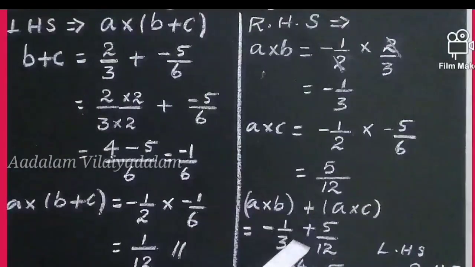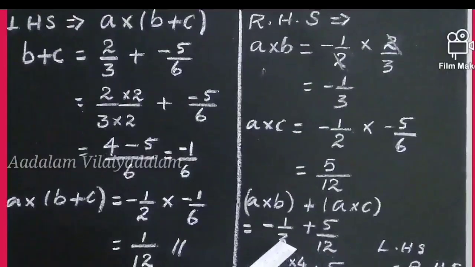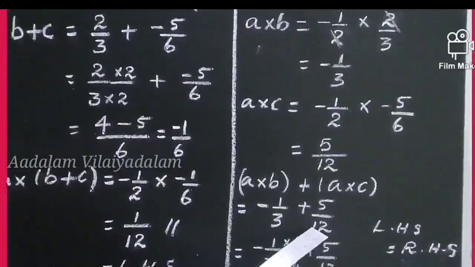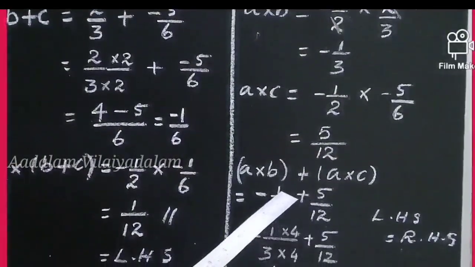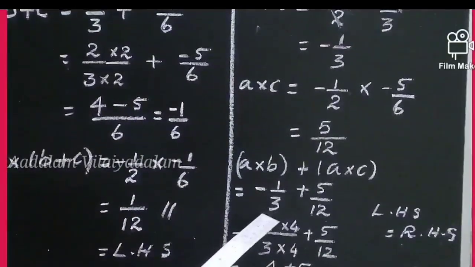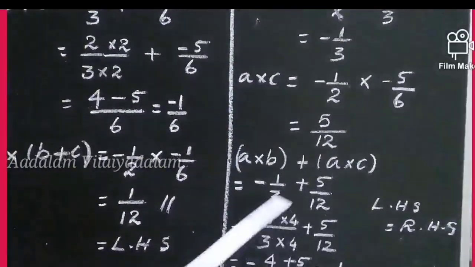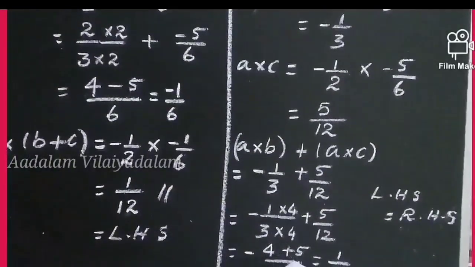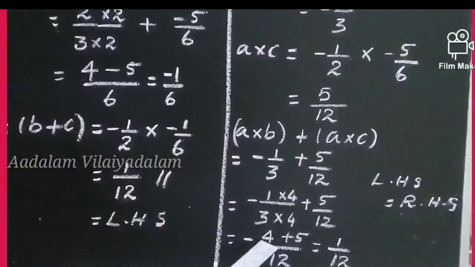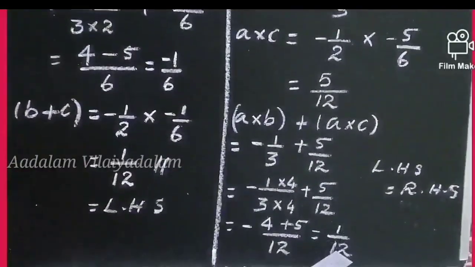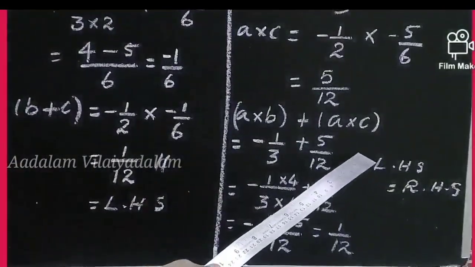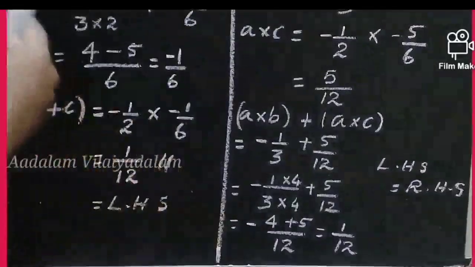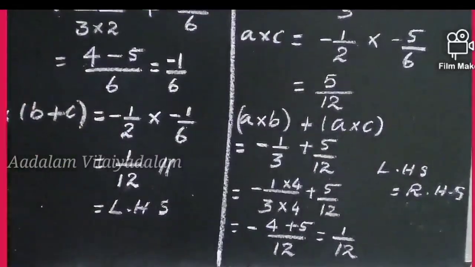Under addition, we have to consider the denominators. So 3 table, 12, 4 times possible. 3 4s are 12. So multiply by 4 and divide by 4. So the common denominator is 12. So 4 1s are 4, minus 4 plus 5 divided by 12. 5 minus 4, the answer is 1. 1 divided by 12. The LHS equals the RHS. Therefore the distributive property is verified.